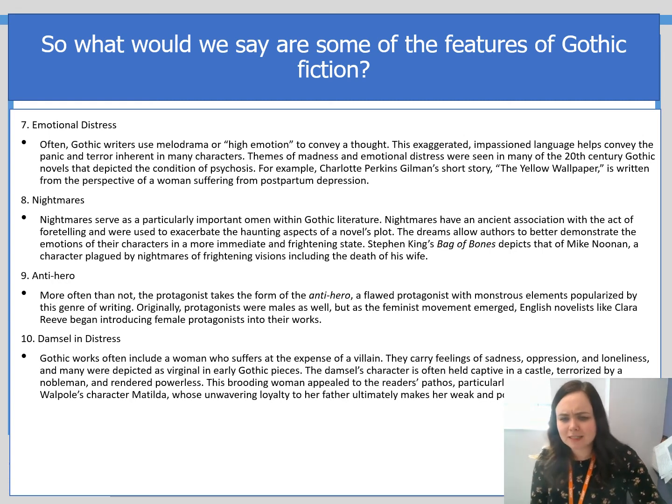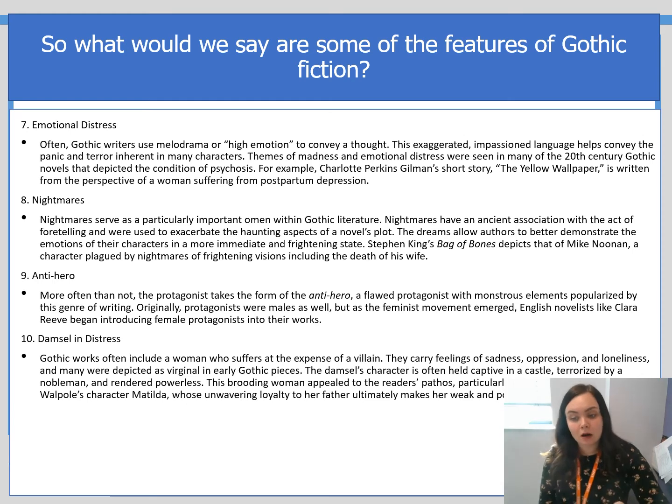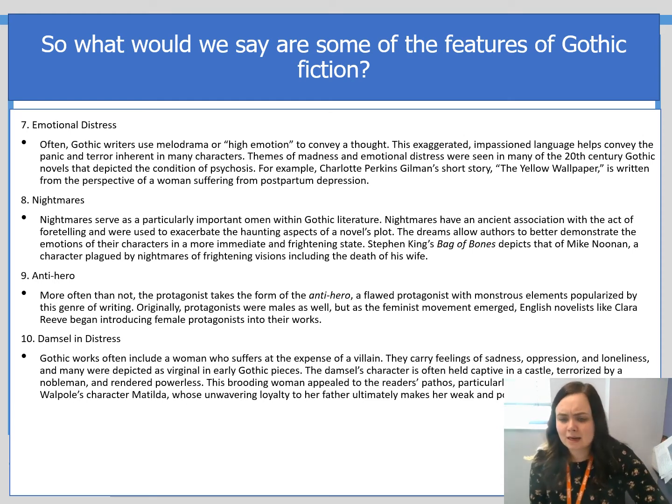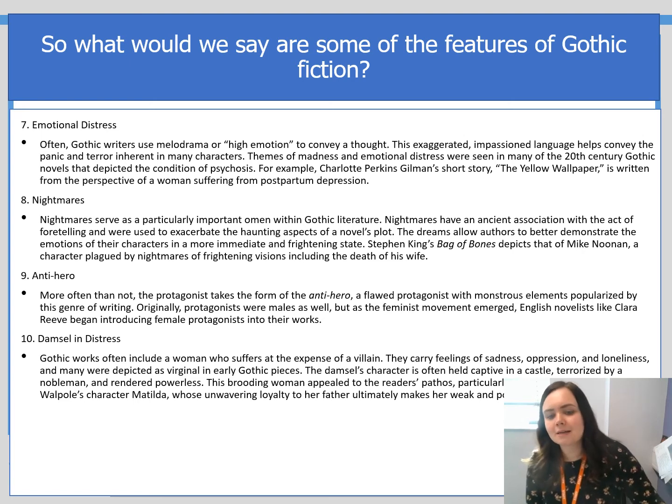And obviously she's pre-seen it, so you'd technically think there would be something she can do about it. So nightmares play a large part in it. And obviously that idea that the reality of a Gothic fiction novel is a nightmare. The anti-hero. So more often than not, the protagonist takes the form of an anti-hero, so a flawed protagonist with monstrous elements popularised by this genre of writing.